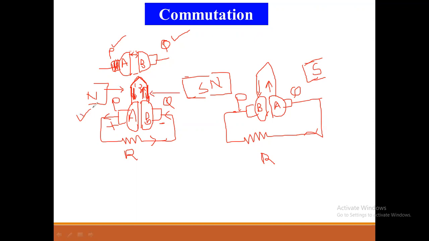In this first figure, when they rotate, at that situation conductor 2 comes under the influence of the N pole, and conductor 1 comes under the influence of the S pole, right? When it rotates, the position will change, as explained earlier in the diagram, right?